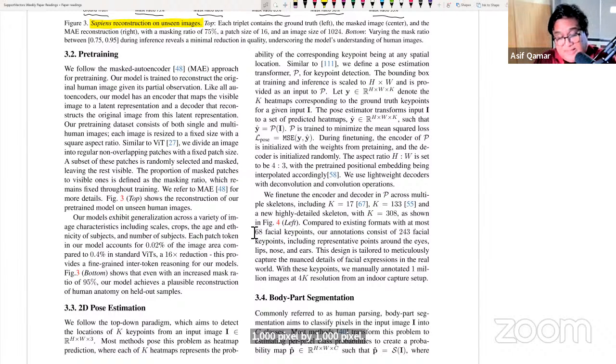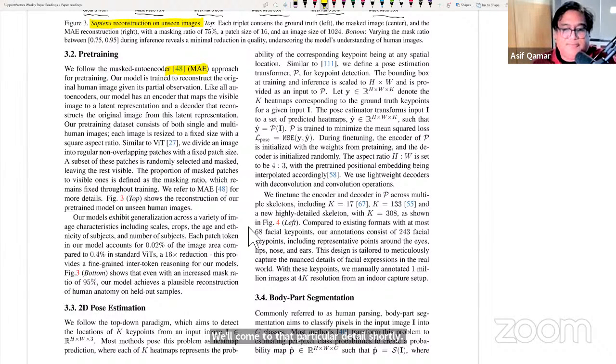And how do they do that? Let's look at it. We follow the masked autoencoder, MAE, that I've been speaking about over and over again for pre-training. Our model is trained. So for the time being, just take it that MAE contains an encoder and a decoder. Masked autoencoder means autoencoders have an encoder, decoder, right? In tandem. What input goes into the encoder, output comes out of the decoder. What the encoder produces feeds into the decoder. Well, not exactly, but we'll come to that. There's more to it. We'll come to that particular detail shortly.